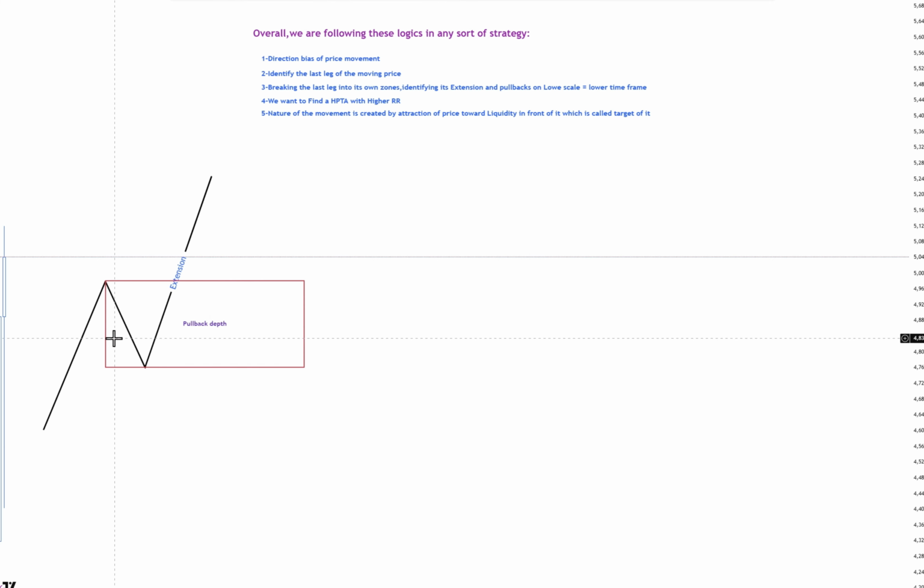So it means that we have the direction bias, right? Price moves, and this is the last leg we have. Each of these legs has its own probability. Some of them are low probability, some of them are high probability.